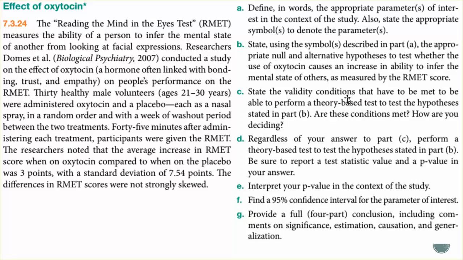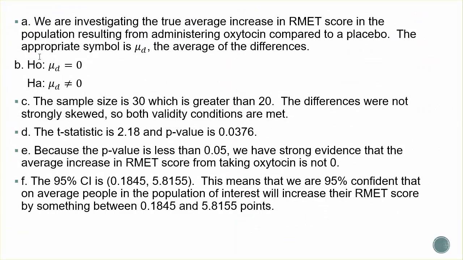What are the validity conditions? If you recall, a matched pairs test is basically a one mean test because you're going to look at the mean of the differences. So even though you've got two sets of data, one for this drug and one for this one, you end up subtracting this one minus this one, this one minus this one, so you get just one column. And so what are the validity conditions for a one mean test? Well, you need to have at least 20 in the sample size, and here we have 30, so that's good. And also you don't want to have a strong skew in your data set. That means the differences shouldn't be strongly skewed, and it said that they weren't, so both validity conditions are met in this case.